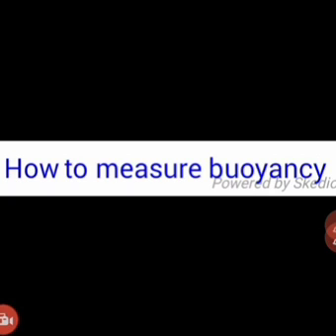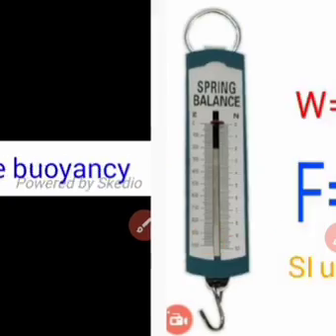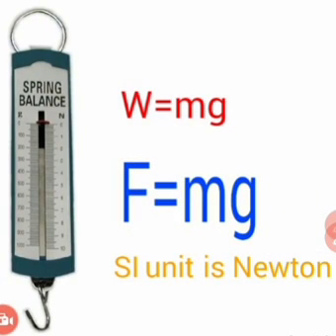Now, how to measure buoyancy? For the measurement of buoyancy, here we use a device called a spring balance. Now, what is a spring balance? It is a device which is used to measure the weight of an object by opposing the force of gravity. It contains a spring scale which measures the weight of an object, not its mass. It is calibrated in Newton because it measures weight.